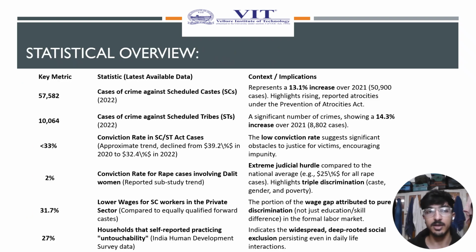for better understanding. Now, when you go to the statistical overview, you can see that 57,582 cases were registered against the Scheduled Caste, which was a 13.1% increase from the past year. 10,000 cases were registered against the ST community, which was a 14.3% increase from the past year, and there was a conviction rate of less than 33% for the cases. You can also see 31.7% lower wages for SC and ST community women and men, which is a huge gap compared to the upper caste. Also, there is 27% untouchability, which you can see from the surveys.